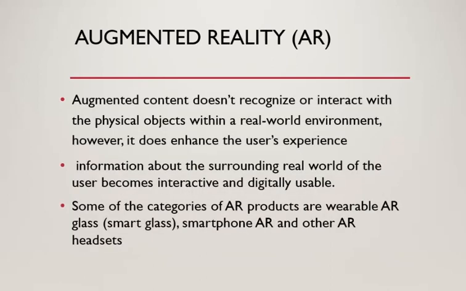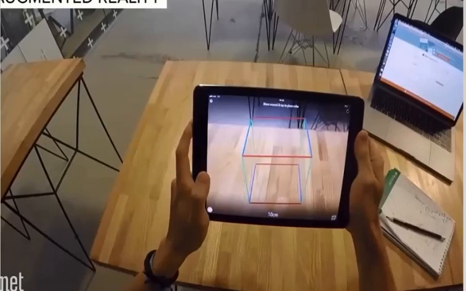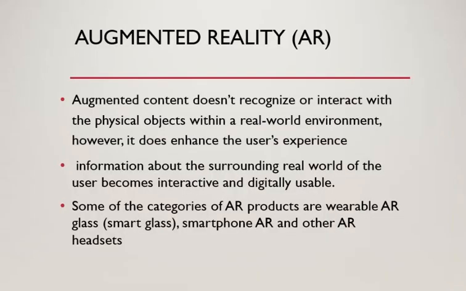Augmented reality is a live view of physical real world environments whose elements are merged with, augmented by, virtual computer generated images. Augmented content does not recognize or interact with the physical objects in the real world environment. However, it does enhance the user experience. This is very important. Augmented content, they can't interact with the real world, but they can overlay on the real world to enhance it, to make better information about the surrounding real world of the user become interactive and digitally usable.